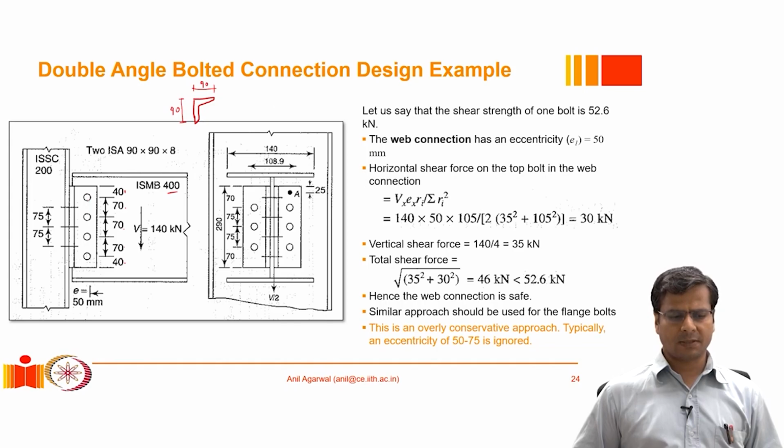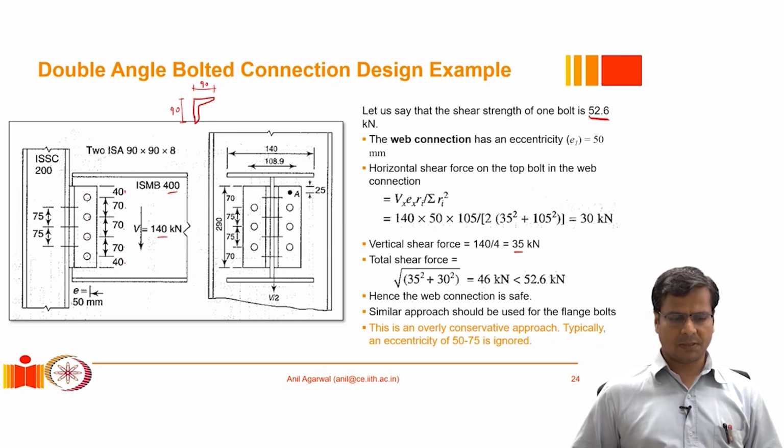If there was no eccentricity, we would have calculated the force demand on each bolt as follows. The demand on each bolt can be calculated as 140 divided by 4. So that is 35 kilonewton, right? It seems like the capacity is governed by the bearing strength of the plate, and therefore only 4 bolts need to be counted. So 35 kilonewton is the shear force demand on a single bolt.